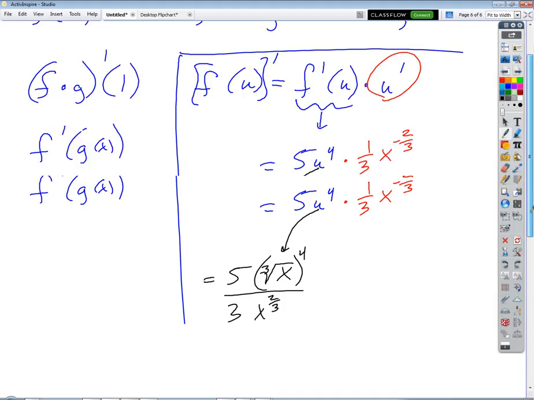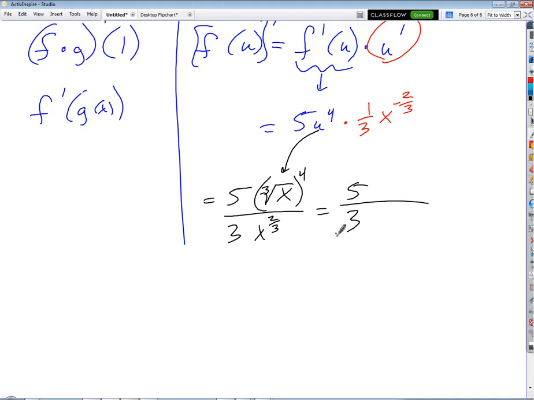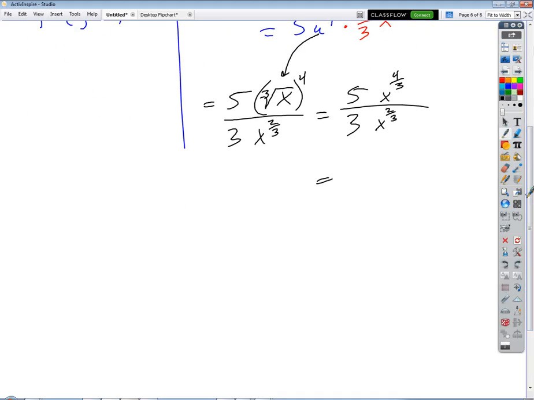And so if we want to simplify this a little bit, it's no big deal. How would I write the top as a fractional exponent? 4/3. Yeah, the cube root of x to the fourth is just x to the 4/3. So I get x to the 4/3 over x to the 2/3. So how does that simplify? Yeah, 2/3 on the top. 4/3 minus 2/3 is 2/3, and so I would just end up getting 5/3 x to the 2/3.